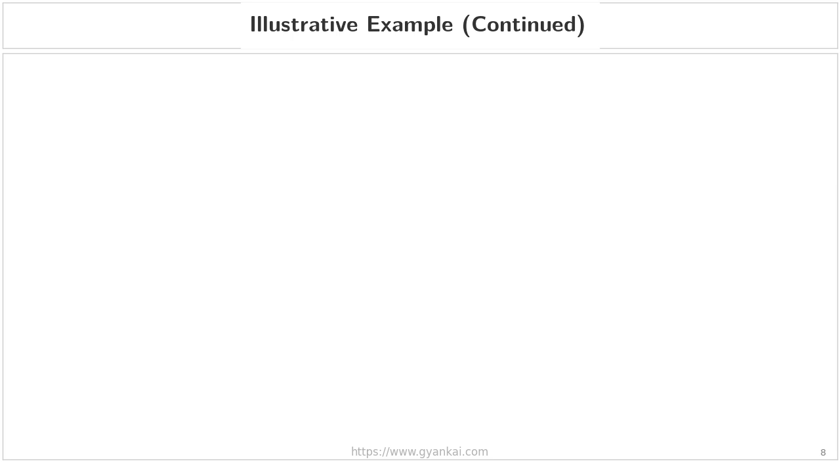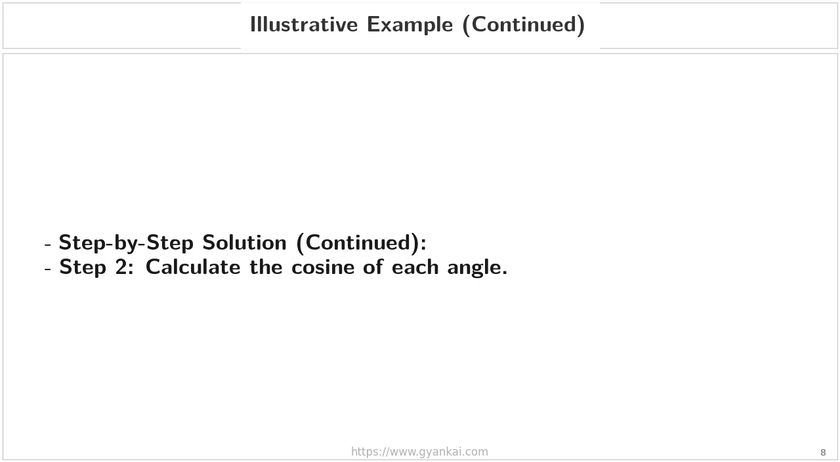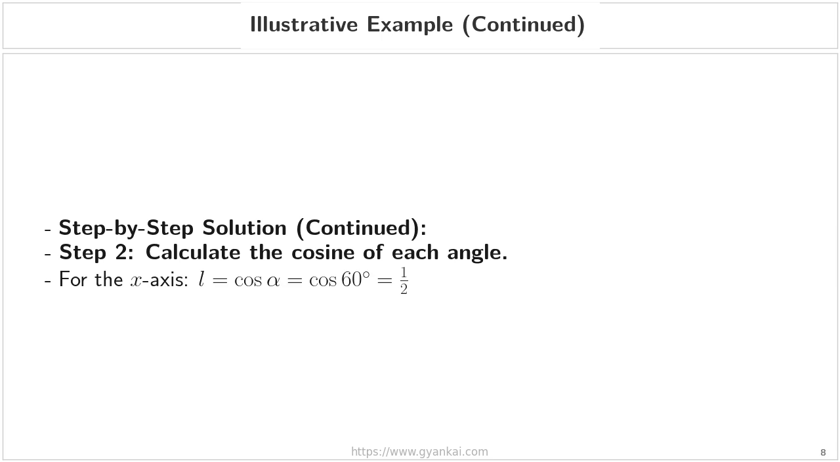Illustrative example, continued. Now that we have identified our direction angles from the previous slide, we move on to the second step of our solution, which is to calculate the cosine of each of those angles. First, let's look at the x-axis. We take the cosine of alpha, which is the cosine of 60 degrees, and that gives us 1/2.